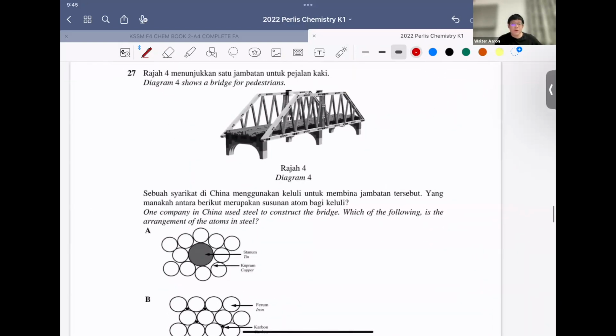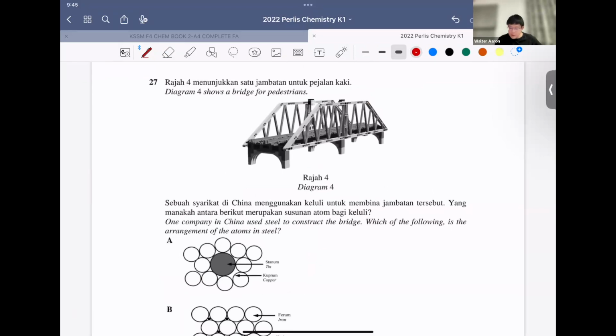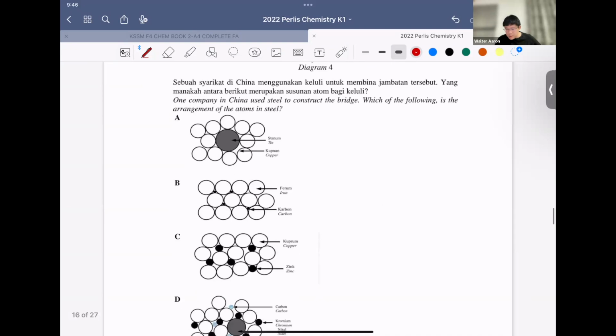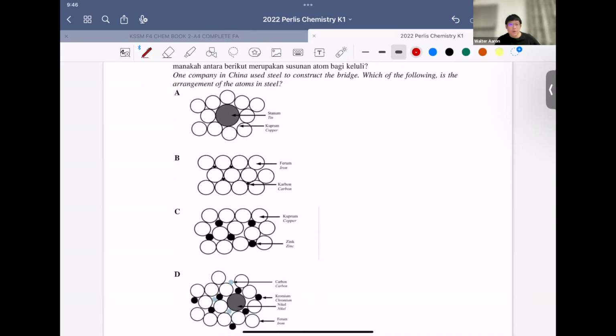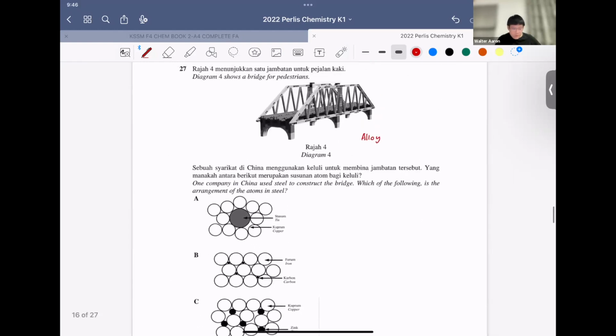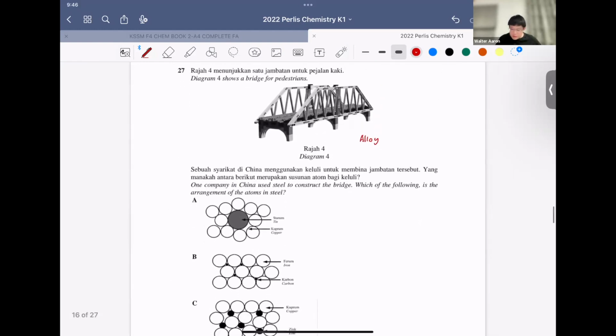27, diagram 4 shows a bridge for the pedestrian. One company in China used steel to construct a bridge. Which of the following is the arrangement of atoms in steel? Steel itself is actually an alloy. All right, we're referring to an alloy. And this alloy is normally very strong and resistant towards corrosion. So if you see everything properly, I think you must be able to recognize what steel is actually made of.